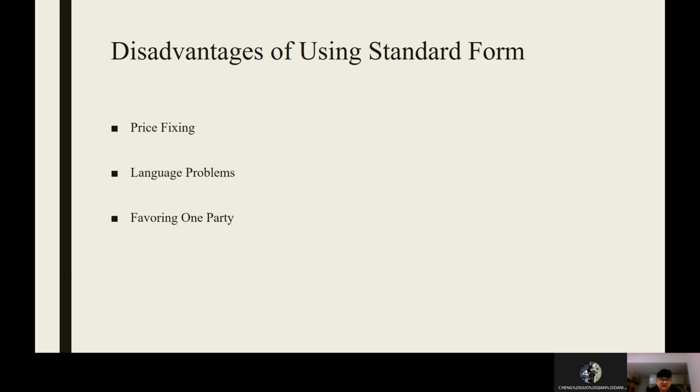Last, I will talk about the disadvantages of using standard form. First is price fixing. The cost may be high when using the standard form, but the cost cannot be negotiated. Second is language problems. Some of the contractors or the clients may not fully understand the words in the standard form. This will cause some problems when using the standard form. Last, the standard form favors one party only.